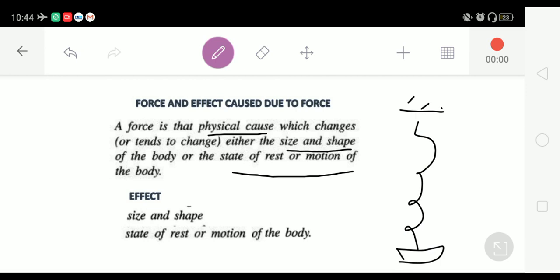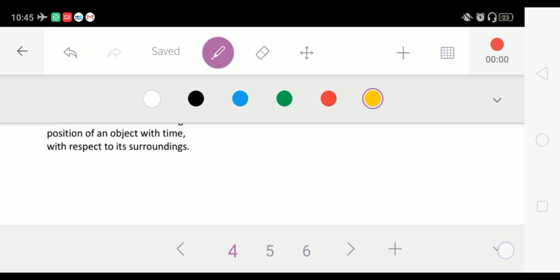So these are the basic effects. We have to understand what the effects of forces are. First is change in shape and size, and the second one is change in the state of rest or motion of a body. I hope you have understood the effects of forces. What are the two effects? First, change in size and shape, and second, change in the state of rest or motion. Okay class, so let's move on to the next part of this chapter.